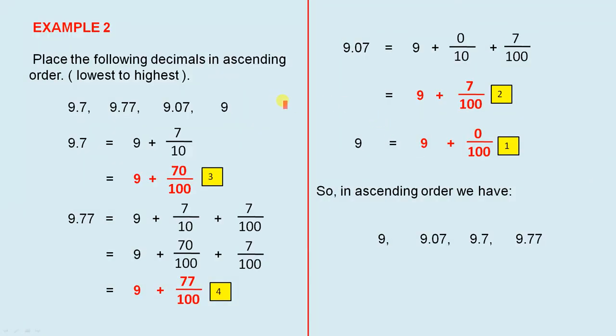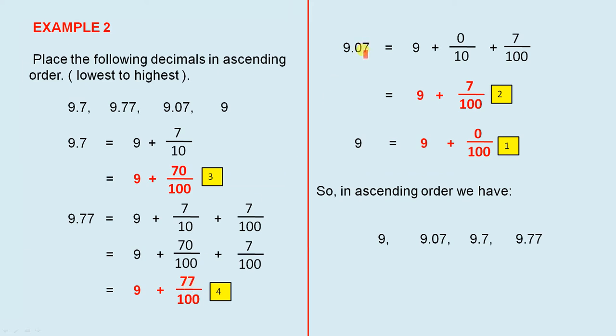Example 2, place the following decimals in ascending order. That is from lowest to highest. So we're doing the same trick. 9.7 is 9 plus 7 on 10, which is 9 plus 70 on 100. 9.77 is 9 plus 7 over 10 plus 7 over 100, which is 9 plus 70 over 100 plus 7 over 100, which is 9 plus 77 over 100.